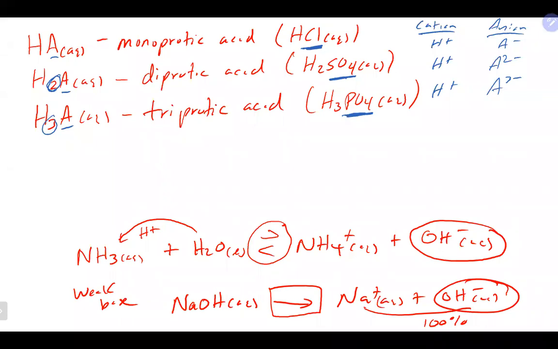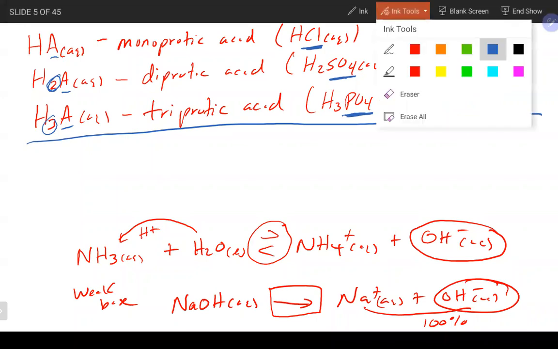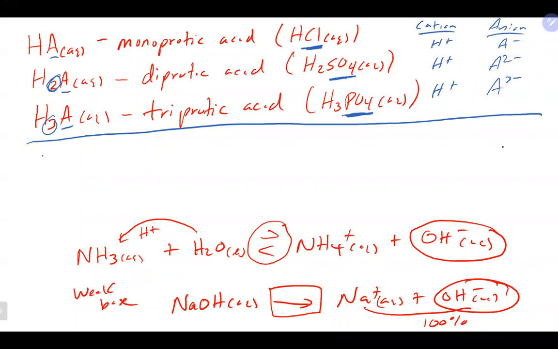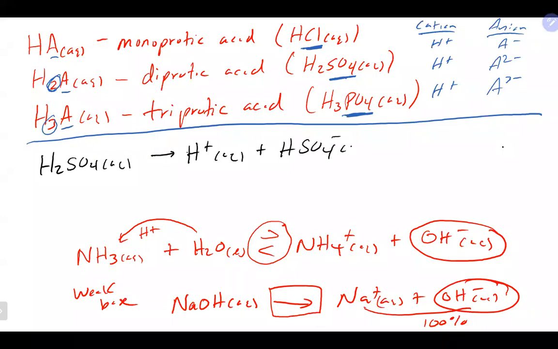By the way, when we talk about something like sulfuric acid, sometimes people think that both hydrogens just drop off all at once. It actually does come off in a stepwise fashion. What first happens is the sulfuric acid will lose one hydrogen and be left with HSO4 minus. And then the second step is the HSO4 minus will lose the second hydrogen, and you'll get sulfate here.